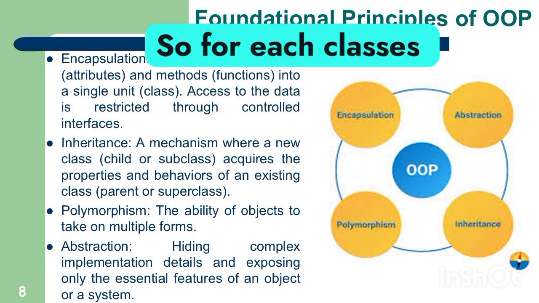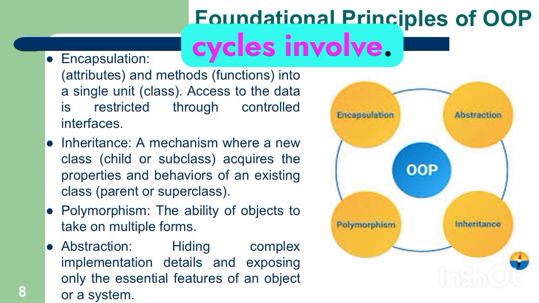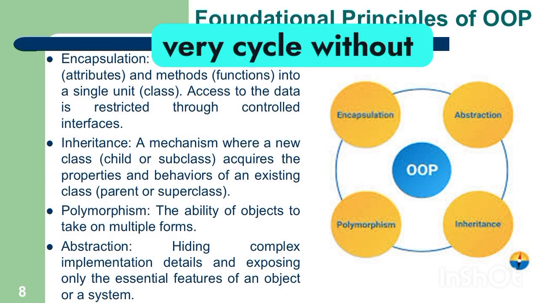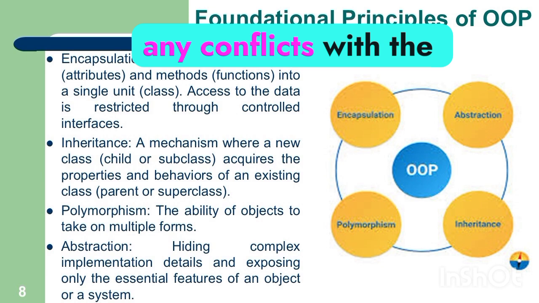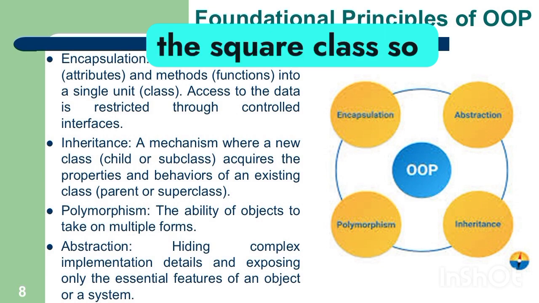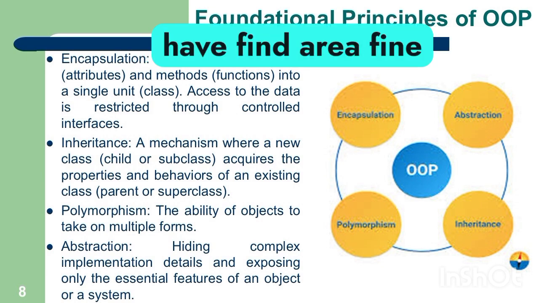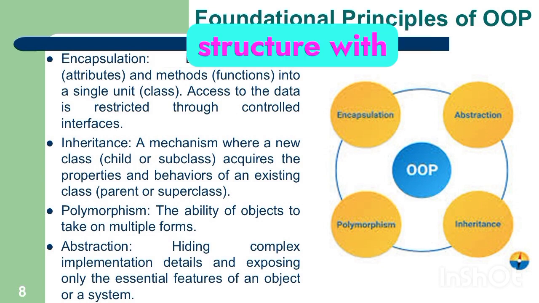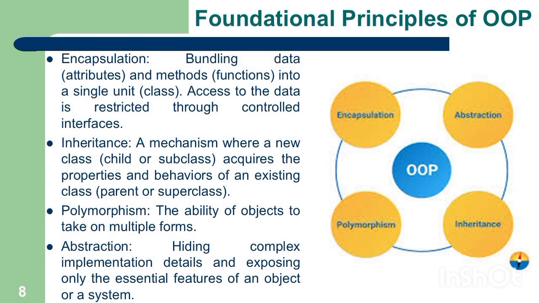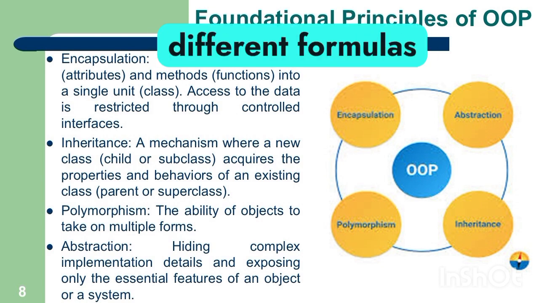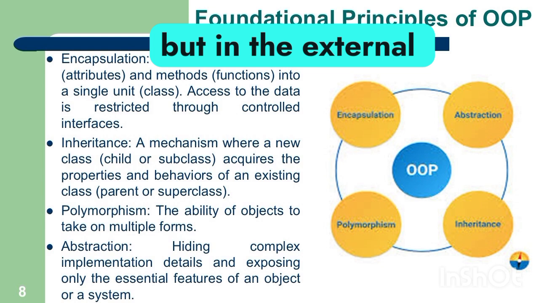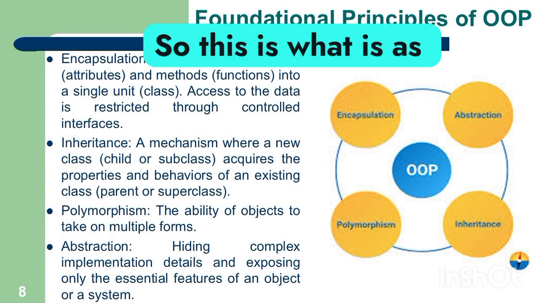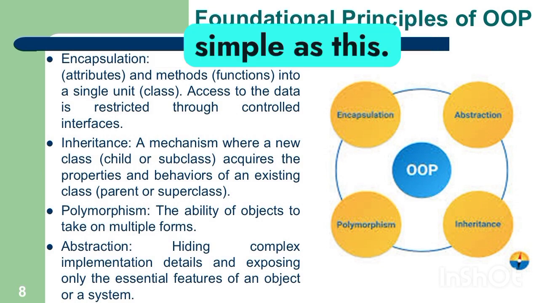So for each class, when an object of class circle invokes its find area method, the operation finds the area of that very circle without any conflicts with the find area method of the square class. Each has an external structure, find area, and an internal structure, each with its own method having different formulas. But in the external structure, you have one single method called find area. So this is as simple as this.